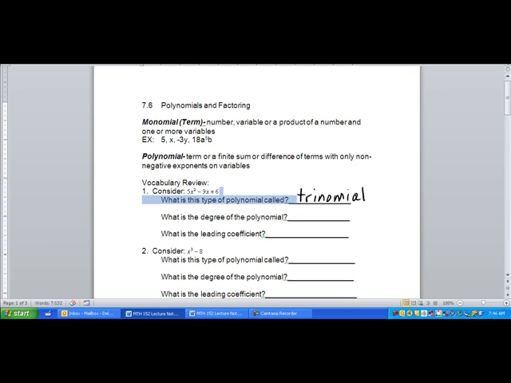What is the degree of the polynomial? To determine the degree, we look at the degree of the individual terms. This one has degree 2. The 1 here is implied, so that one has degree 1. A constant term has degree 0. So we have 2, 1, and 0. That means the degree of our polynomial will be 2. The leading coefficient, we take the term with the highest degree, and it's the coefficient of that term. So in this case, it would be a 5.